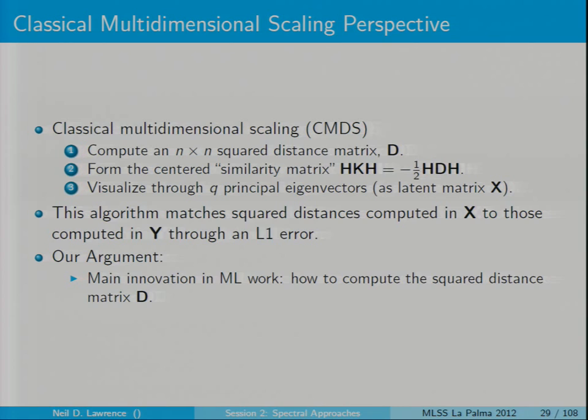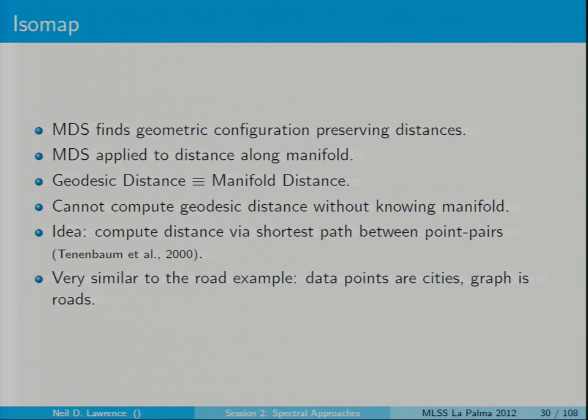But what I want to talk about is Isomap, because Isomap is really closely related to that city distance example. In the city distance example, we computed the distance between all the cities in Europe, the 48 that we had, and then we did classical multidimensional scaling on the resulting distance matrix. Now, Isomap is something different.